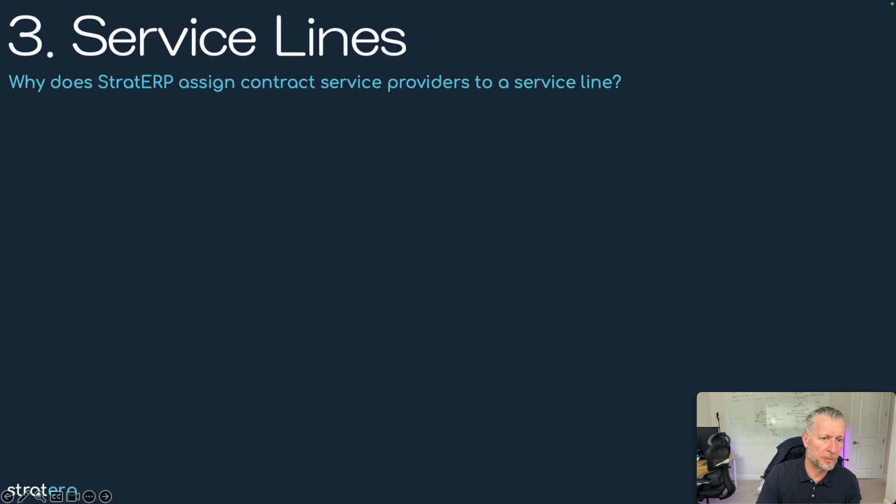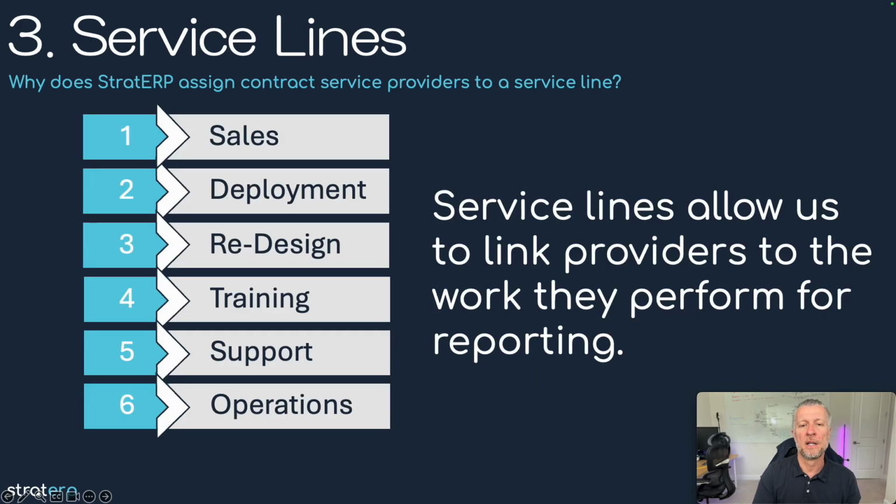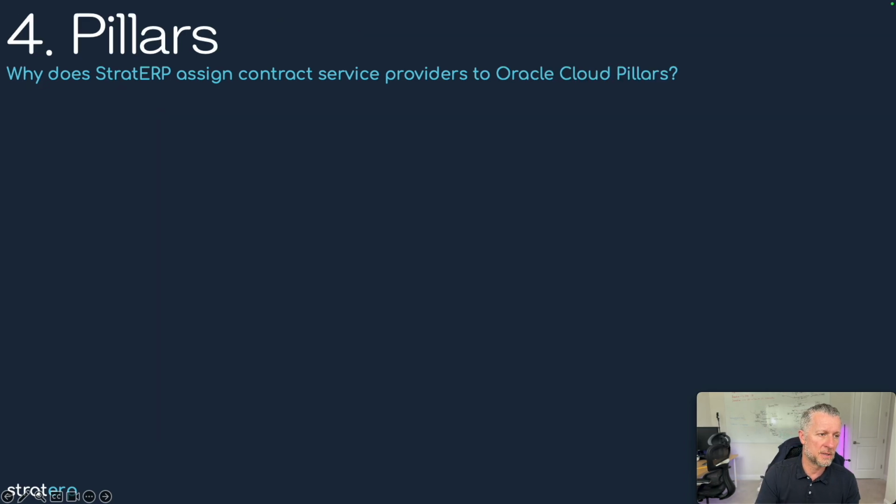Now, why does Strat ERP assign a contract service provider to a service line? Well, largely we have sales, deployment, redesign, so that's fixing broken, if you will, installs, training, support, and then again, operations. And we do this because this helps us link the providers to the work that they're performing, and it also helps us with reporting. Think about where we're receiving income from, so we know where to focus the business.